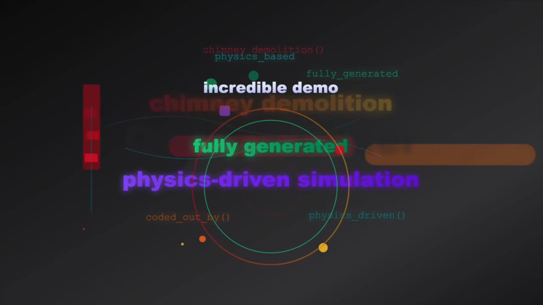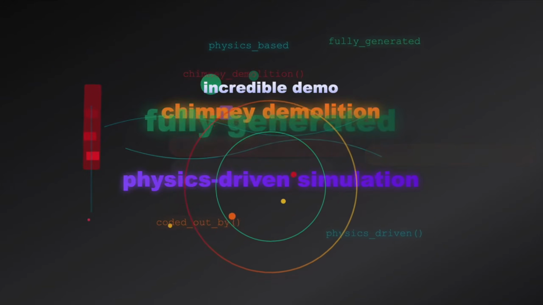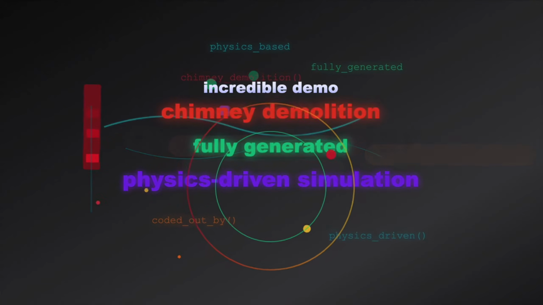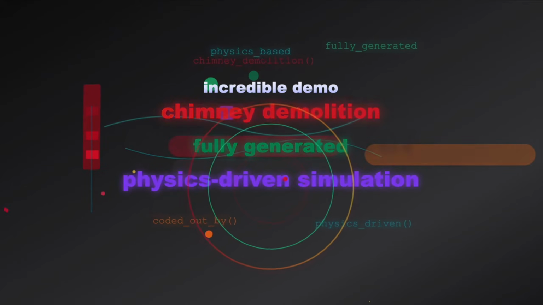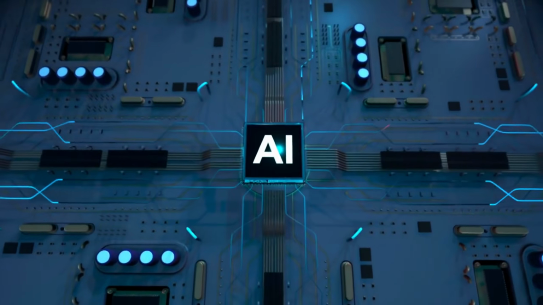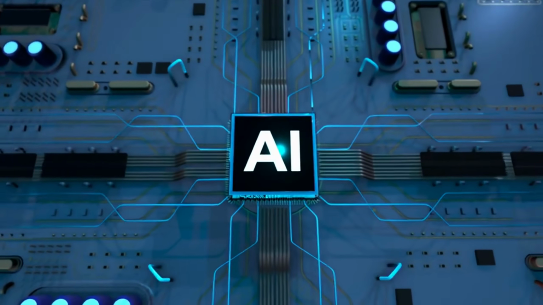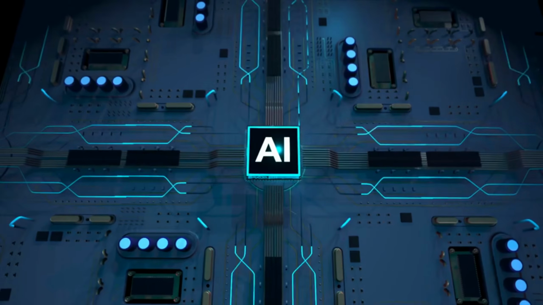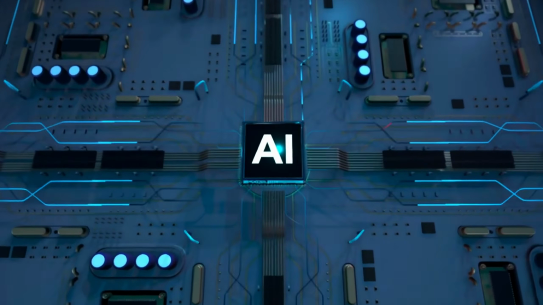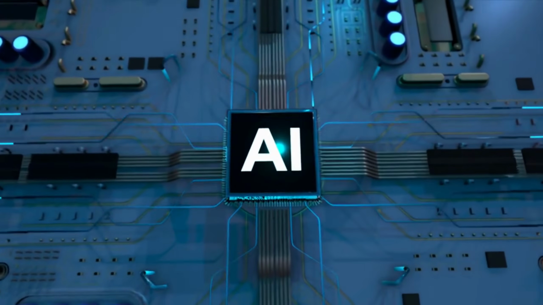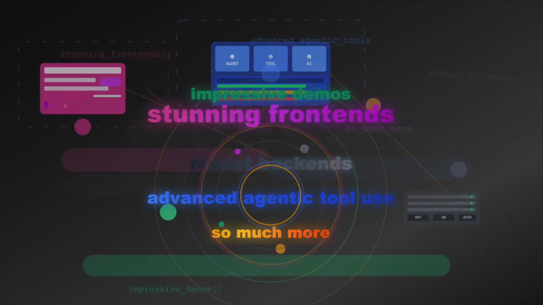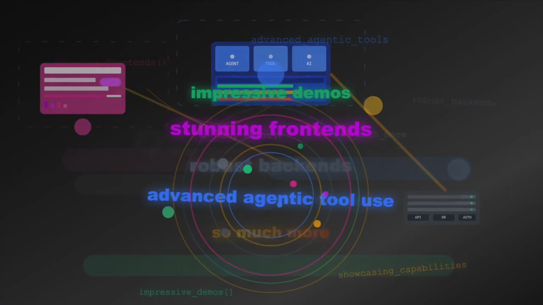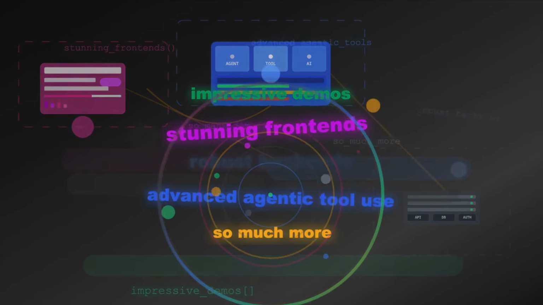Just take a look at this incredible demo. A physics-based chimney demolition simulation that was fully generated and coded out by Qwen 3 Coder. This entire physics-driven simulation was created with just a single prompt. Or consider this example, where Qwen 3 Coder, working with Cline, created an amazing animation, multicolor, and interactive dashboard using P5.js. And it did it all in one shot. There are so many other impressive demos showcasing its capabilities, from creating stunning frontends to robust backends, focusing on advanced agentic tool use and so much more.